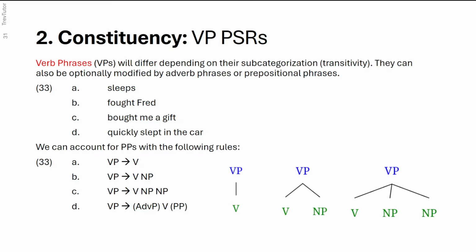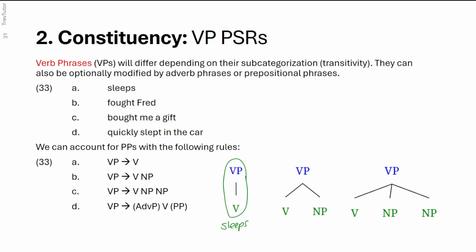Now, we should probably show the VP in a little bit more detail, because although we've seen it, we haven't formally introduced it. And verb phrases are going to look a little bit different depending on their subcategorization. So if you have an intransitive verb versus a transitive verb, the structure will look a little bit different. So 33A, sleeps. This is just a verb phrase that breaks down into a verb. So sleeps, that's a verb, needs to build up into a verb phrase.